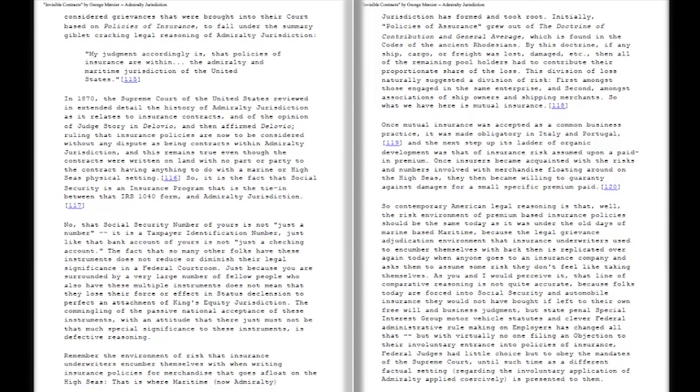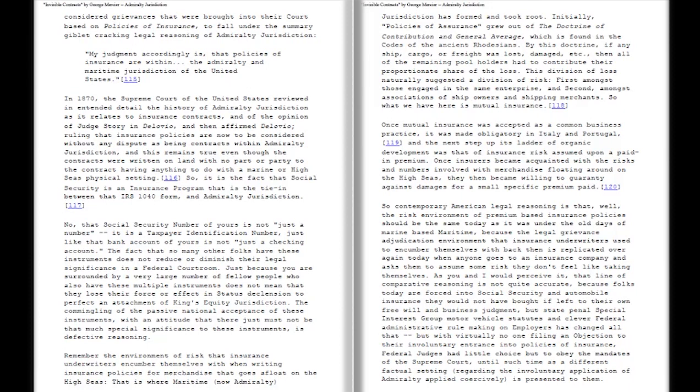This division of loss naturally suggested a division of risk, first amongst those engaged in the same enterprise, and second, amongst associations of ship owners and shipping merchants. So, what we have here is mutual insurance. 118. Once mutual insurance was accepted as a common business practice, it was made obligatory in Italy and Portugal. 119. And the next step up its ladder of organic development was that of insurance risk assumed upon a patent premium. Once insurers became acquainted with the risks and numbers involved with merchandise floating around on the high seas, they then became willing to guarantee against damages for a small specific premium paid.